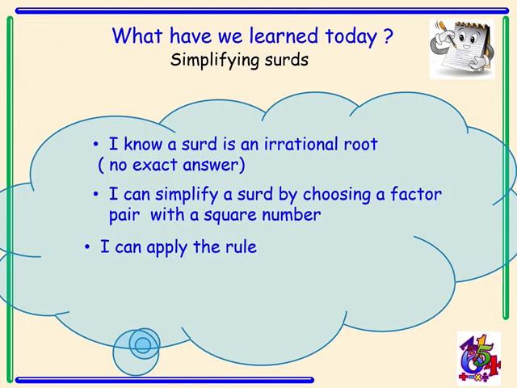So today we've learned about simplifying surds. We know that a surd is an irrational root and there's no exact answer. We can simplify a surd by choosing a factor pair with a square number within it. And we can apply the rule root AB equals root A times root B.